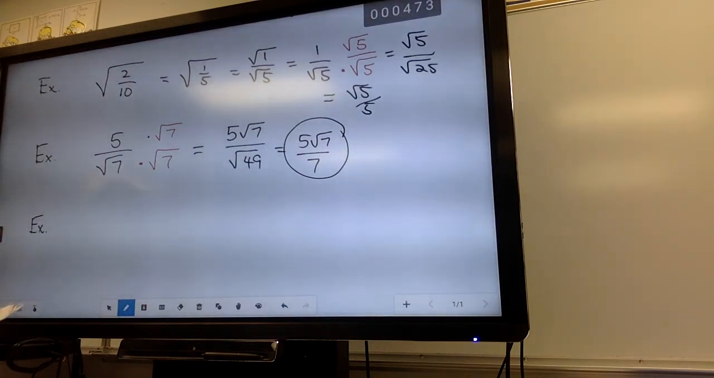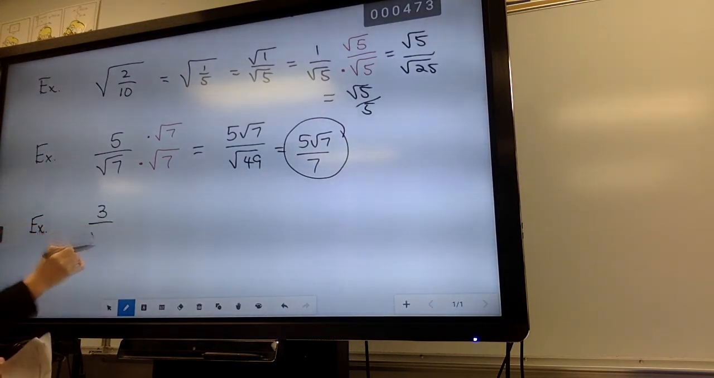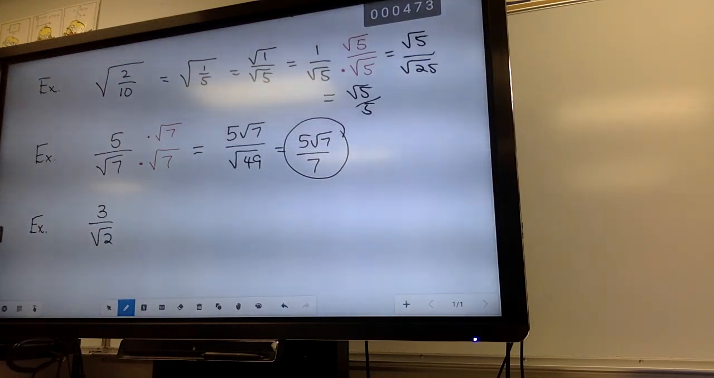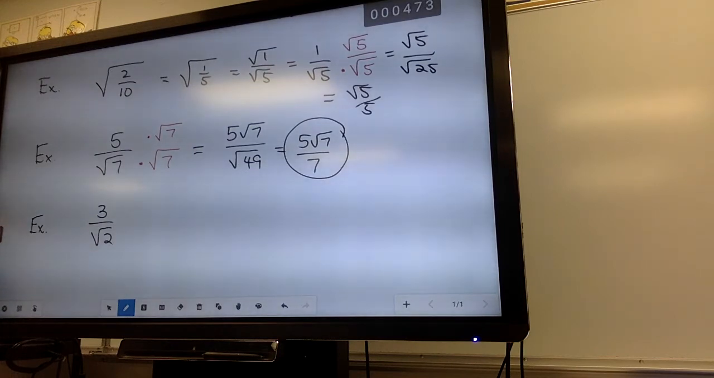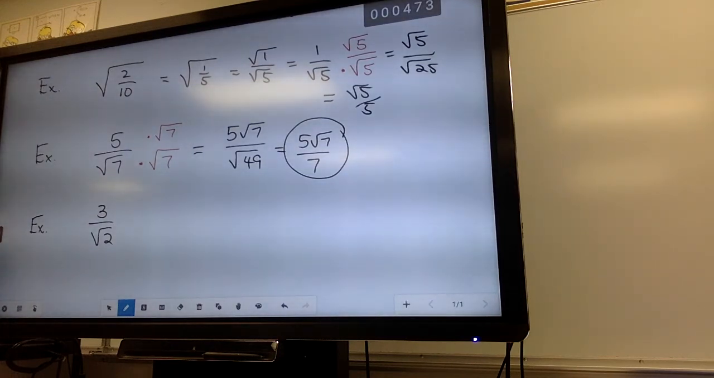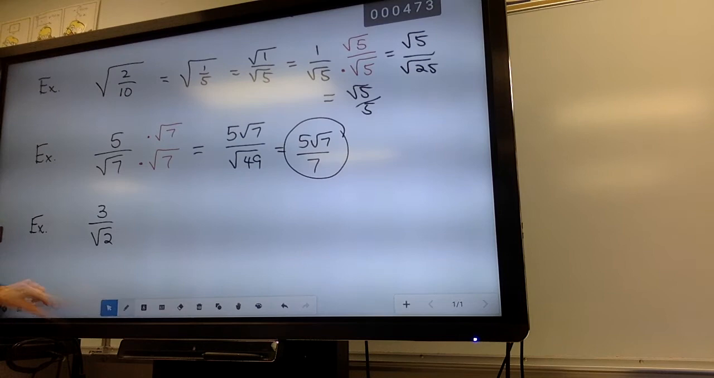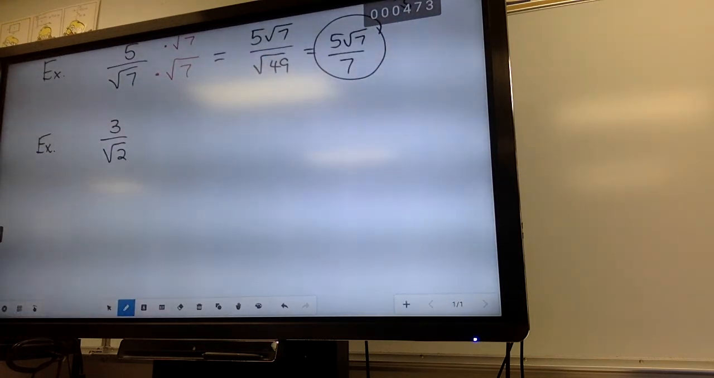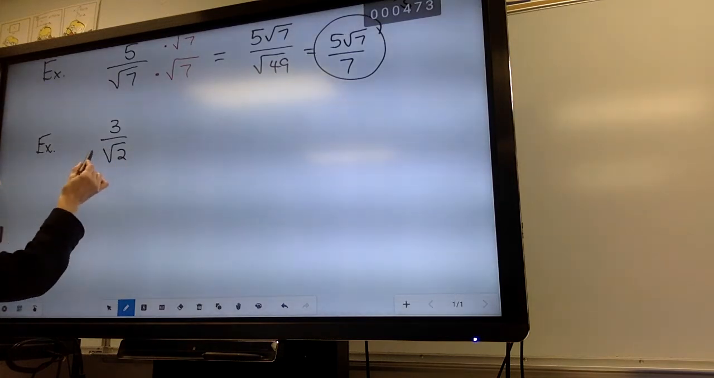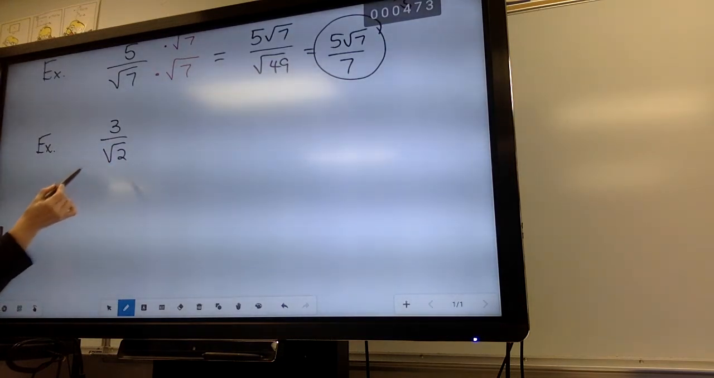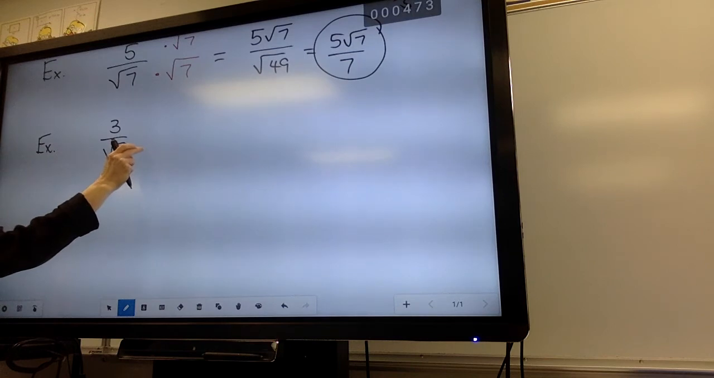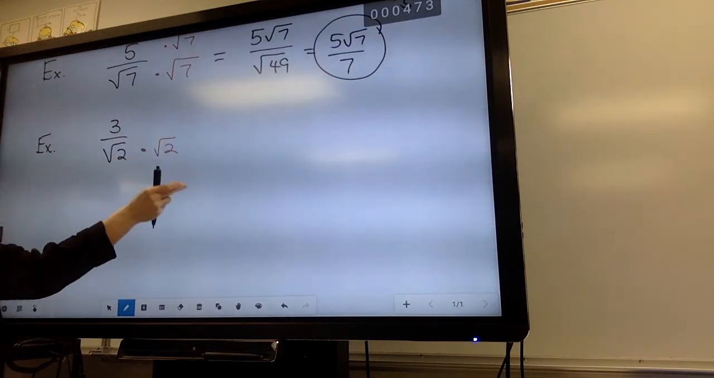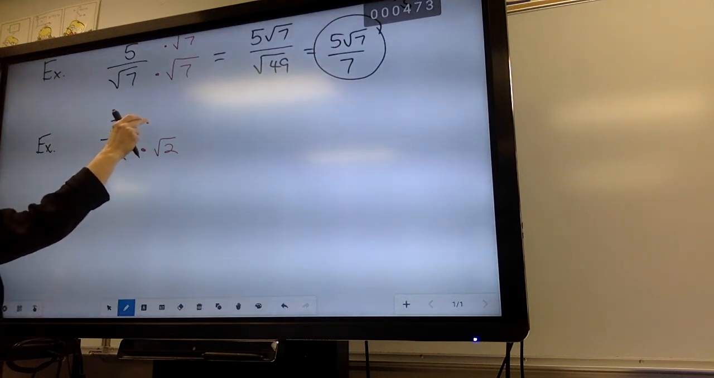Okay, try this one. How about 3 over the square root of 2? Okay, can I simplify the square root of 2 at all? No, so I need to rationalize the denominator. So I'm going to take it times itself, square root of 2. If I do that to the bottom, I have to do the same thing to the top.